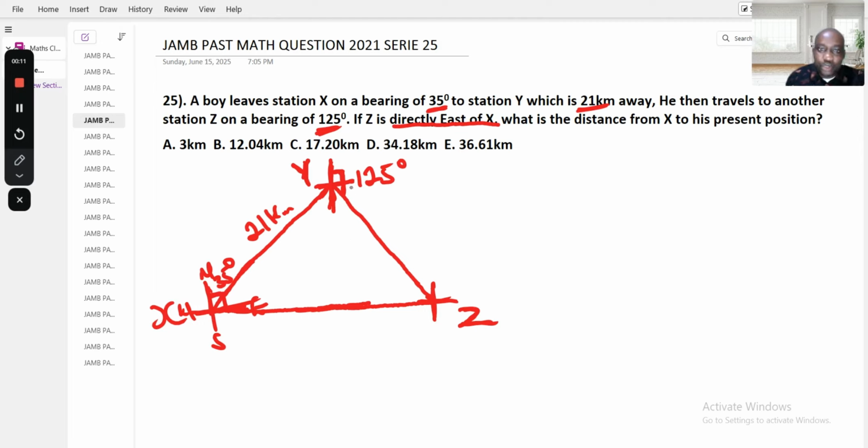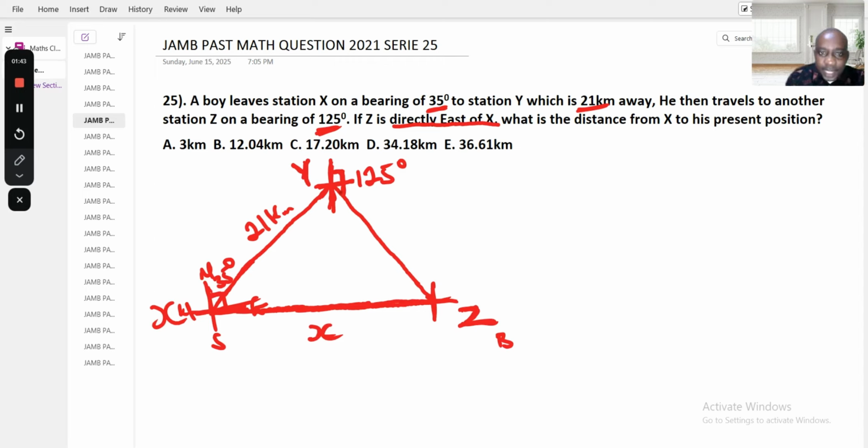Now let's begin to solve this question. What does the question say we should look for? What is the distance from X to its present position? Where is the present position? Here, Z. The boy is here, present position, and from X, it means that the distance from X to Z is what the question said we should look for. Let's call it x. That's what we are looking for.